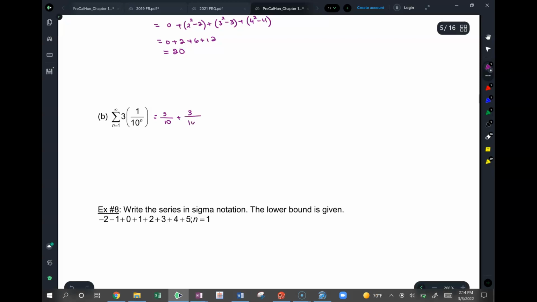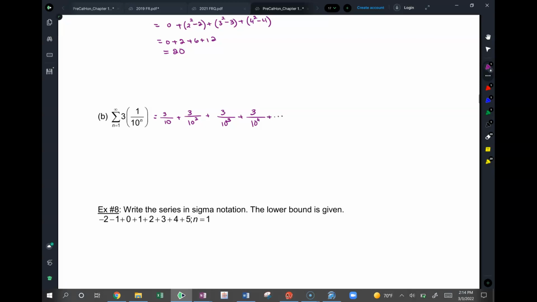3 over 10 to the 2. Plus 3 over 10 to the 3. Plus 3 over 10 to the 4. Okay, so that's not getting us anywhere. Let's just put plus dot dot dot. Let's see what we can do with this, right?